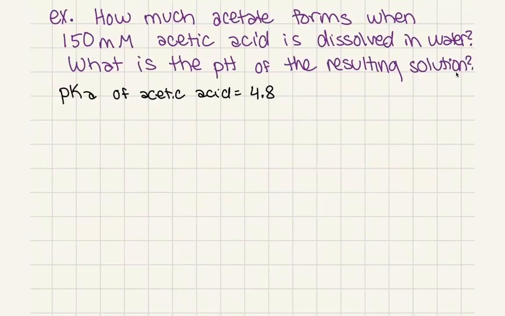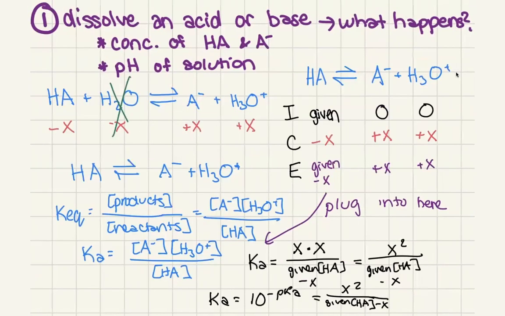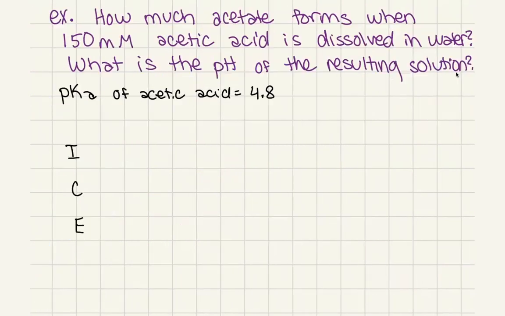Okay, so now let's do an actual example. How much acetate forms when 150 millimolars worth of acetic acid is dissolved in water, and what is the pH of the resulting solution? So we're starting with 150 millimolars of acetic acid. So that's going to be our initial. So what we can say is if we go ahead and write out that ICE table, and remember that if you don't need the ICE table, feel free to skip it and go straight to what we were talking about before with this equation. But for now, let's just write it out in full so that we can really see where things are coming from.